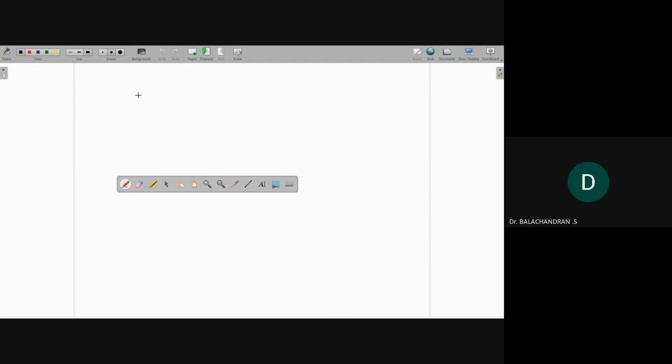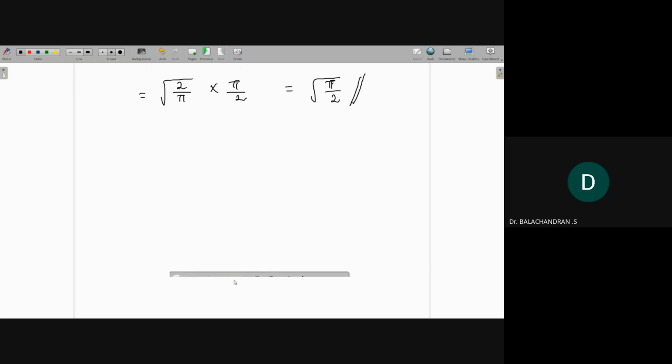So directly you can use that result: root 2 by pi into pi by 2. So the final answer is root pi by 2. So this is the final answer. Root pi by 2. Okay.